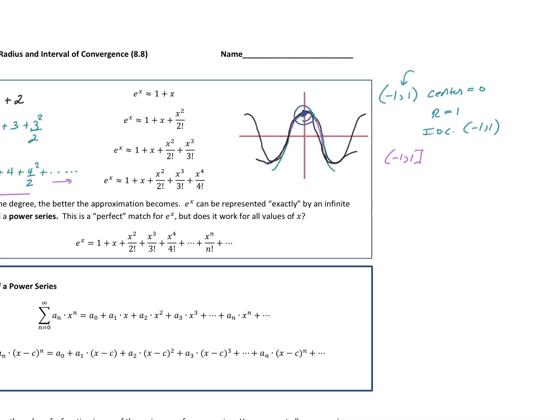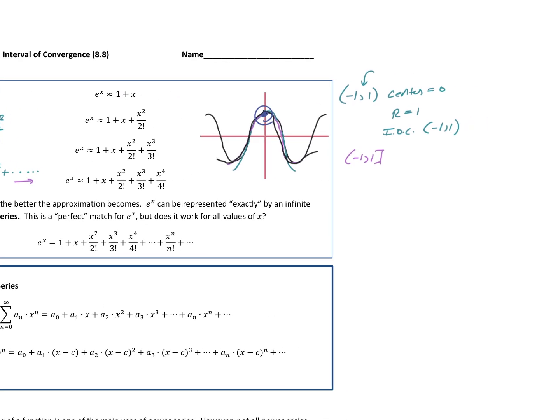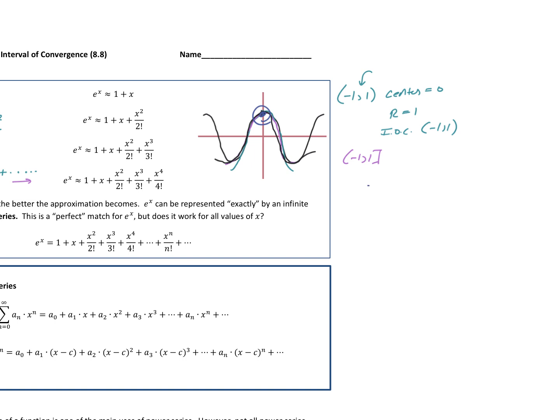E to the x is an example of that. You could plug in any x value, and you will get the value of the function to equal the sum of the series for all x values. So when that's the case, we could say it's -infinity to infinity. That would be my interval of convergence. But my radius would also be infinite. In this case, the center is 0. So e to the x is a good example of that.